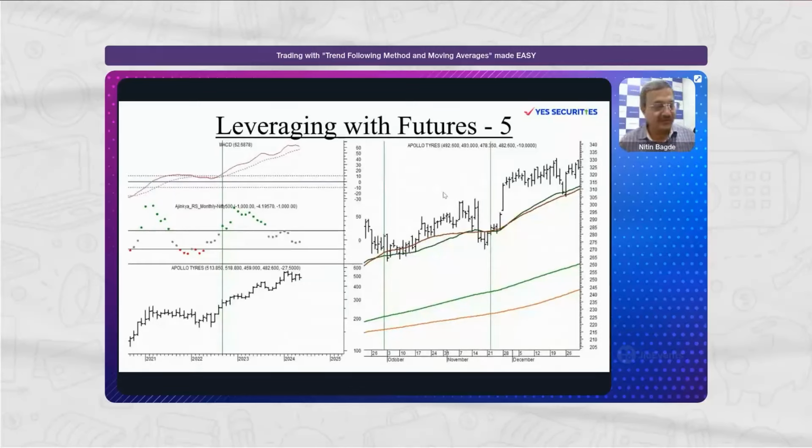Leveraging with futures. Now here we will use daily charts. The condition is again the same. On the monthly chart, the dashed line should be below the main line. It tells us that the trend is up on the monthly chart. So the larger trend, that is the monthly chart's trend, is up, and we are trying to trade in the direction of the larger trend. This MACD tells us that the larger trend is up.